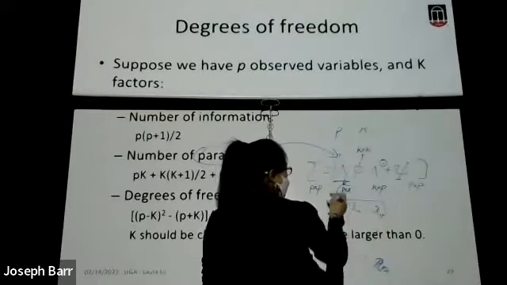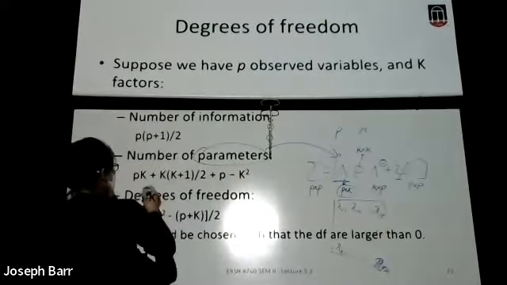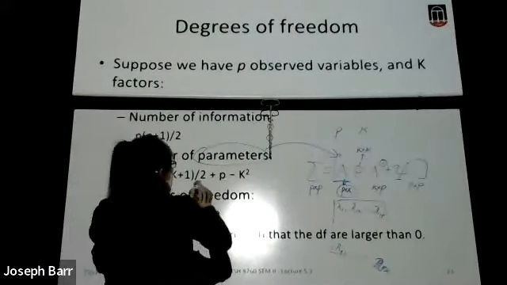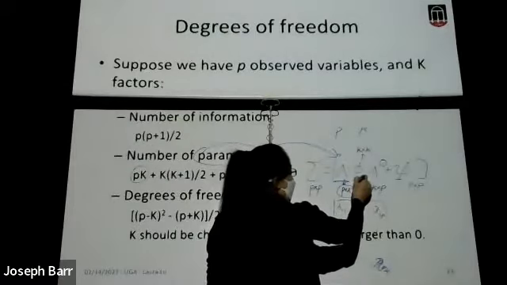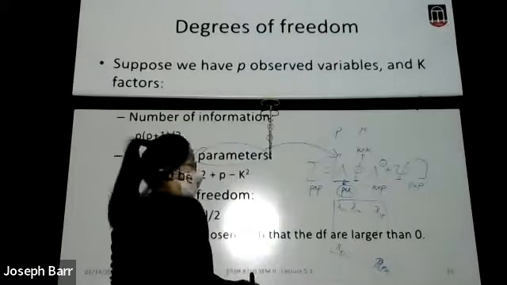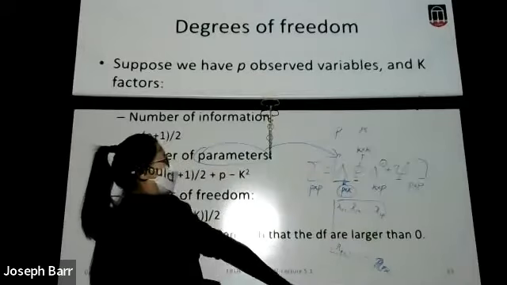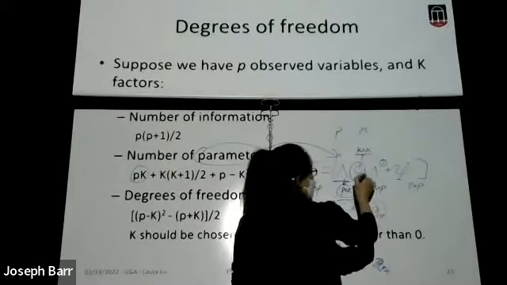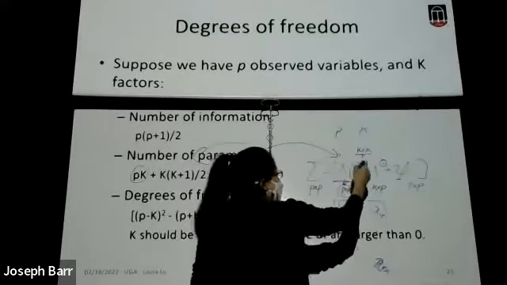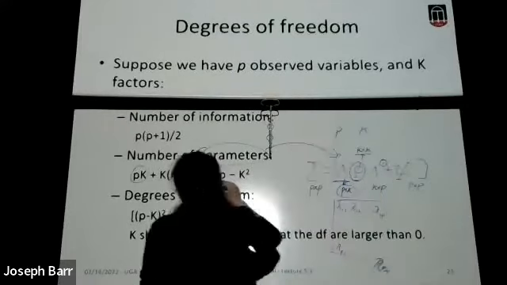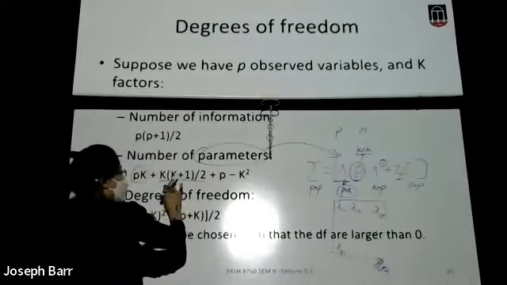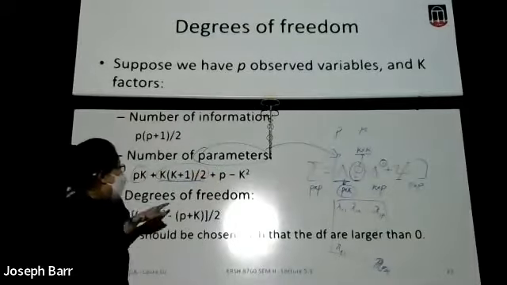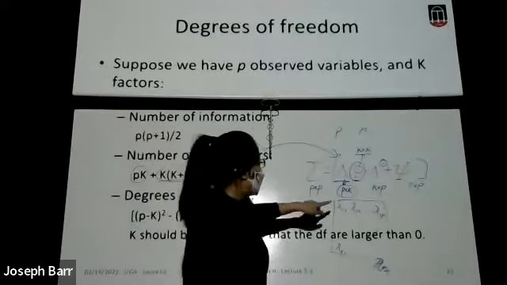So we have P by K, P times K elements. These are unknown parameters. And then for this side, for this phi, it's symmetric. It's the correlation matrix of the factors. So we have a K by K matrix. So how many elements inside here? Because it's symmetric, the number of elements here is K times K plus 1, divided by 2. This is the number of parameters inside the phi.